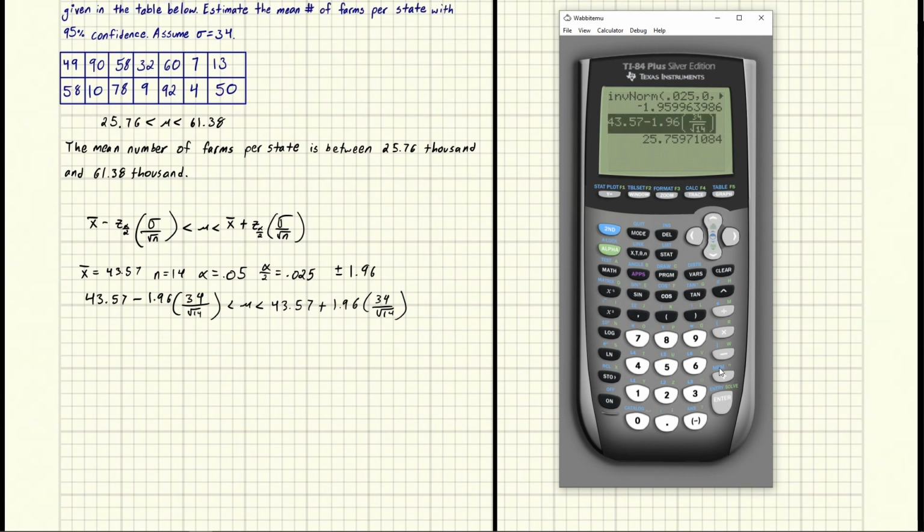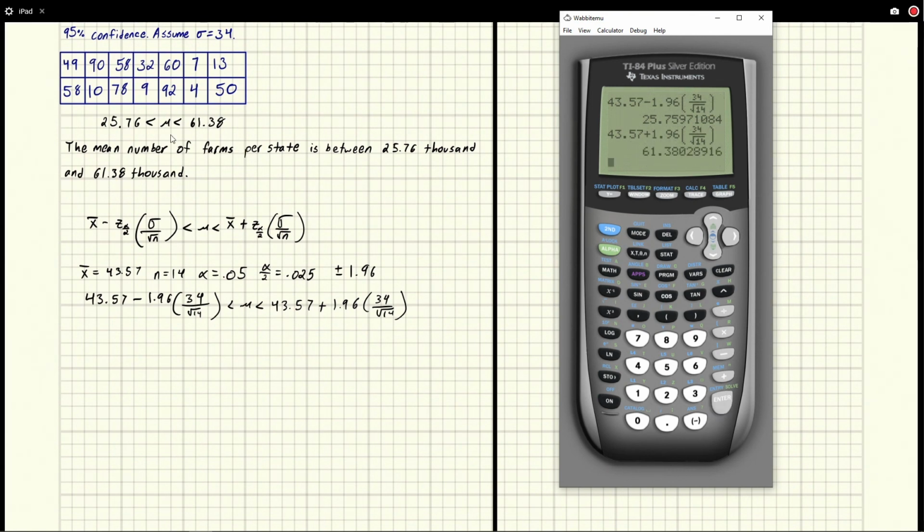And let's go ahead and come up here and now change this to a plus sign. We just put plus, and we get 61.38, which is the exact same thing. So we would have the exact same answer, but this is how you would do it. Maybe your professor wants you to show your work, and that's all it really takes.